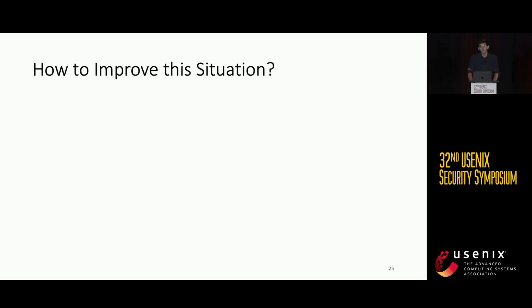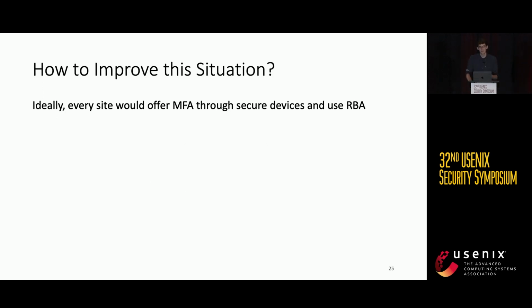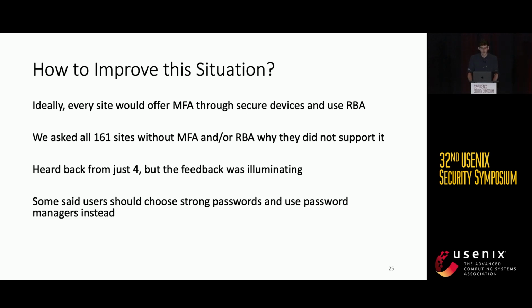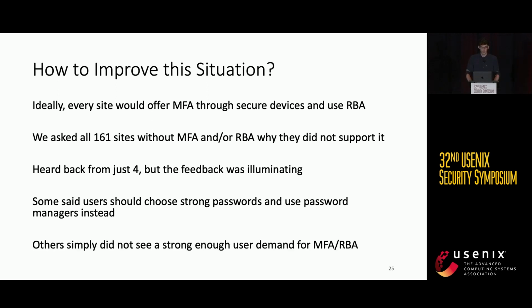So given that, how do we improve this situation? Because ideally, every site would both offer MFA through secure devices and use RBA to protect users who won't opt into it. So we reached out to all 161 sites in our dataset without MFA and/or RBA and asked them why they didn't support it. And though we heard back from just 4, the feedback was rather illuminating because they all made references to the same key ideas. Some really pushed it onto users and said that MFA isn't important because it's users' job to choose strong passwords and use password managers instead. And others said that they would consider adding it, but only if their users actually want it. And they just didn't see strong enough user demand for MFA and RBA to actually go through with it.